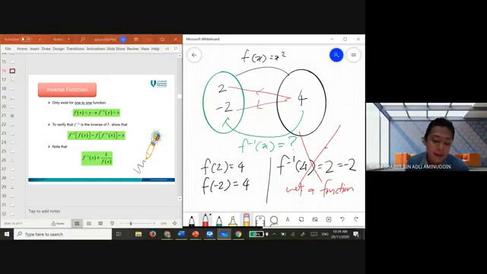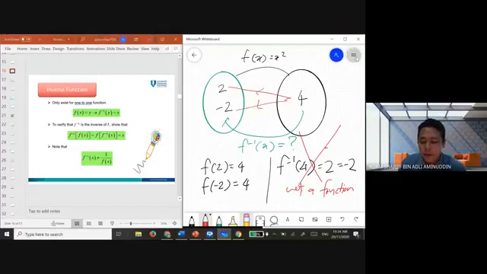So that is a very easy counter example to show you that if the function is not one to one, hence there does not exist an inverse. The inverse function only exists for one to one. This is a very simple counter example.